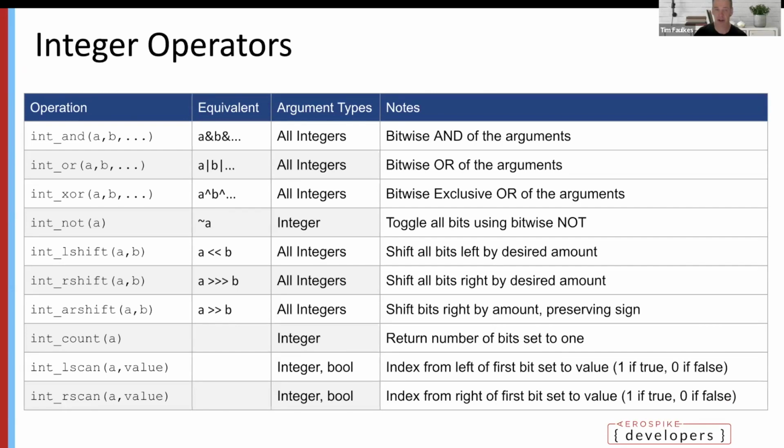There are also bitwise operators. These are probably less common than the comparison operators and the arithmetic operations we saw, but there's a very full suite if I want to manipulate bits. I can do bitwise ands, bitwise ors, and things like that.